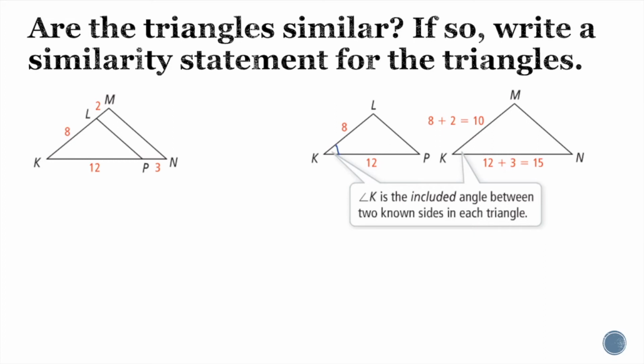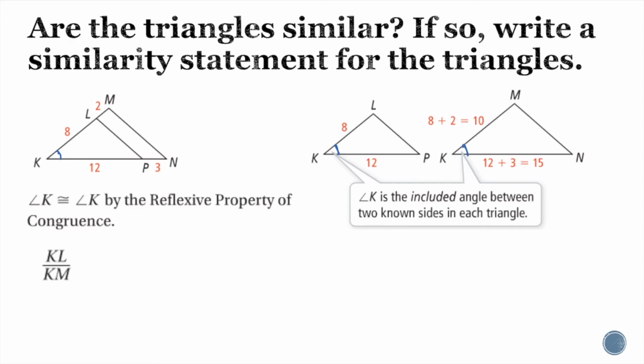see that angle K is congruent to angle K, so they're congruent by the reflexive property of congruence. And now let's take a look at the proportion. If they are similar, then the proportions should be equal. Let's start with the first one.